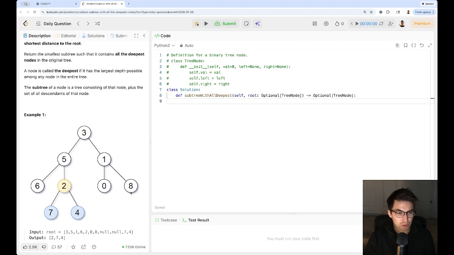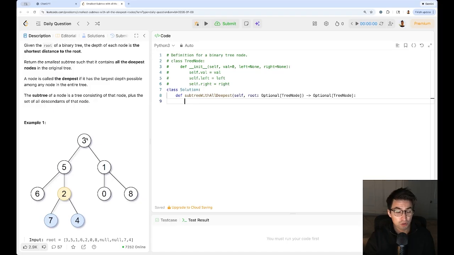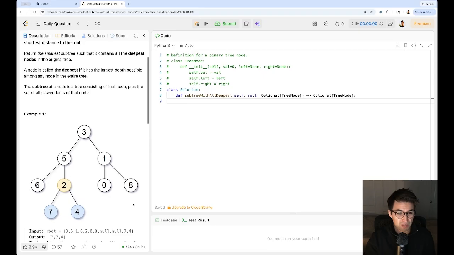say 8 also had nodes 1 and 10, for example, then 3 would be the node containing all the deepest nodes and not 2, because these 2 child nodes would be included in that. So we need the subtree with all of the deepest nodes. Similarly, if 7 and 4 were removed, then 6, 2, 0, 8 would be the deepest nodes. Therefore, we would return 3.